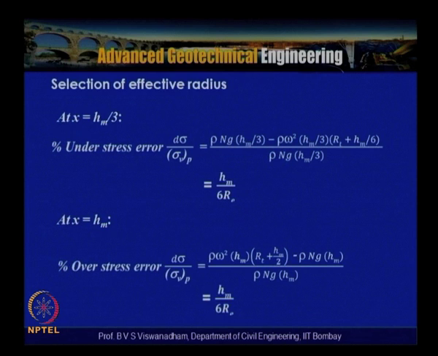Similarly at x equal to hm, the over stress error d sigma by sigma vp is equal to rho omega square hm into Rt plus hm by 2 minus rho ng hm, divided by rho ng hm, which we also get as hm by 6 Re. So as we have determined the effective radius by equating the areas of the stress diagrams in the centrifuge model as well as in the prototype, we get the percentage under stress and percentage over stress as hm by 6 Re.